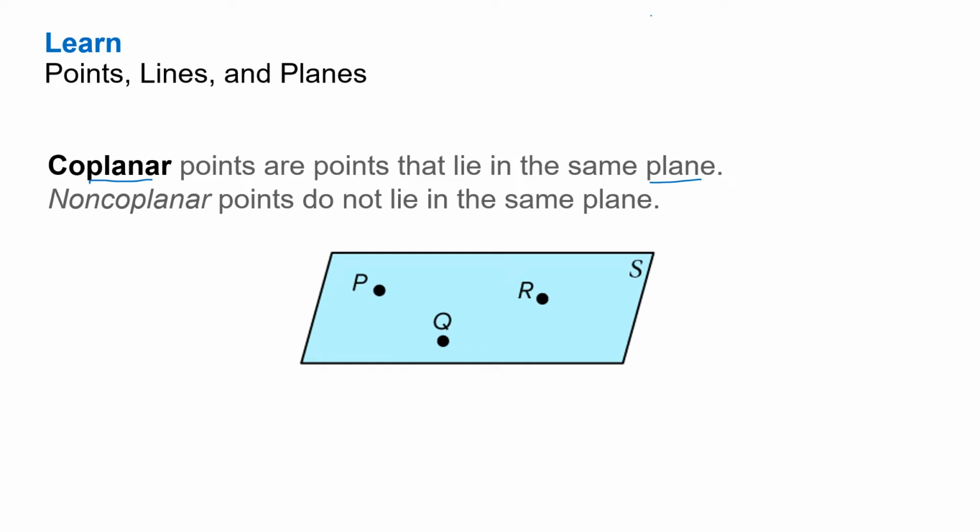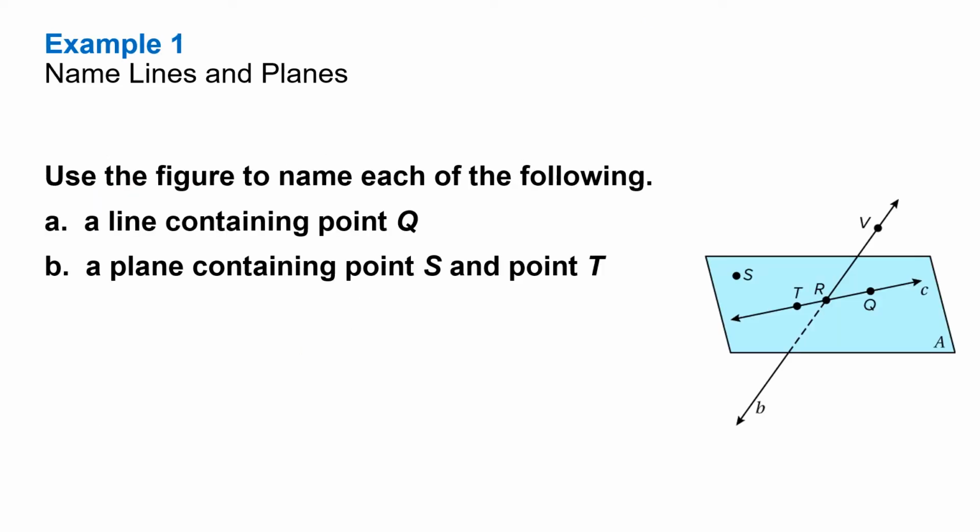So in this example, what points lie in plane S? Points P, Q, and R are coplanar, meaning on the same plane, in plane S.